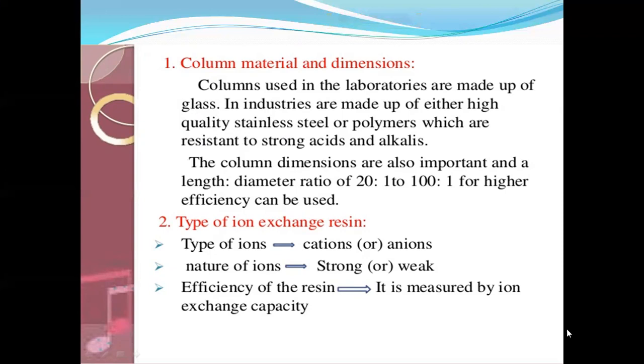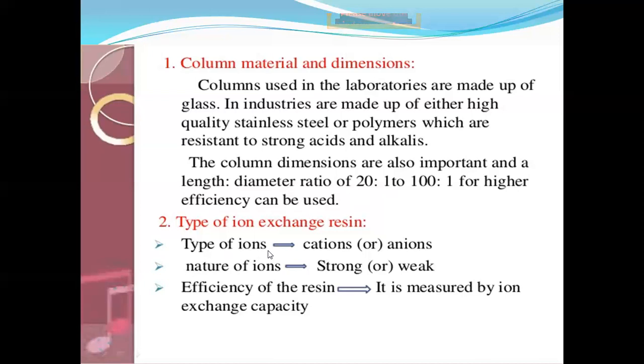Next, the dimensions. Irrespective of its length, we have one ratio between the length and diameter: the ratio should be 20 to 1, or up to 100 to 1, for better efficiency. For industrial purposes they generally go with this, and for laboratory purposes we use these dimensions. Next is the type of ion exchange resin.